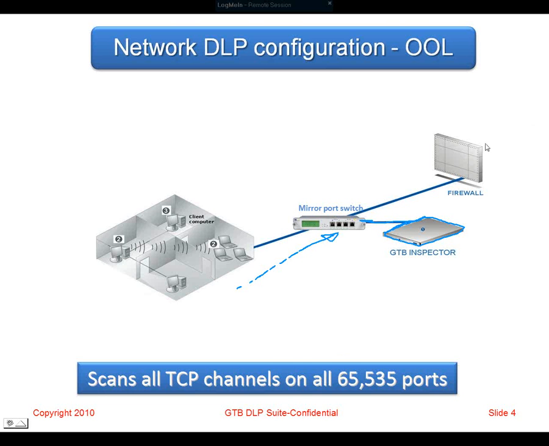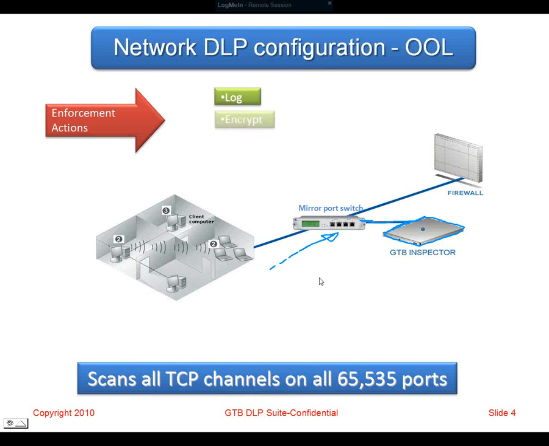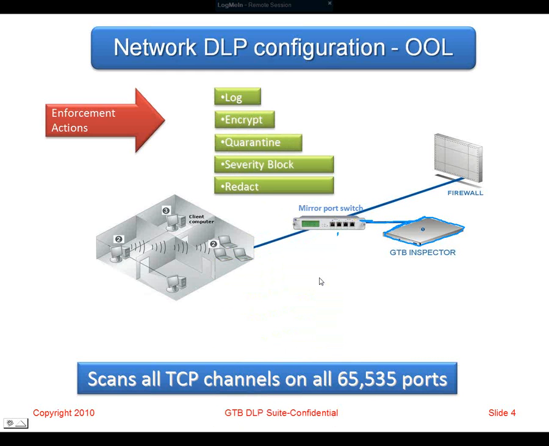As soon as the system detects sensitive data, it will then automatically execute the enforcement policy, either to log, maybe to encrypt. It could quarantine an email for further review. It could do severity blocking based on the severity of the event, and it can even redact or mask the data as the data leaves the network. Let us see some examples.